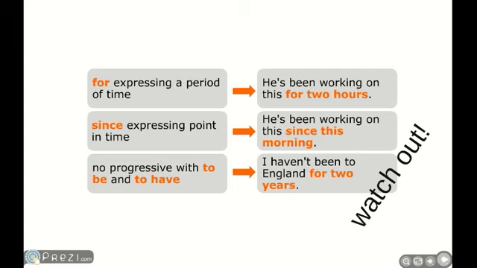Be careful with to be and to have, because we don't usually use the ing form. We don't usually use the progressive here. Let's have a look at the sentence. I haven't been to England for 2 years. Now I've just told you that 2 years is a period of time, so we use it with for, and usually we use it with the present perfect progressive. But the sentence, I haven't been being to England for 2 years, sounds so strange that we don't do this. So with to be and to have, just use the simple present perfect. I haven't been to England for 2 years.